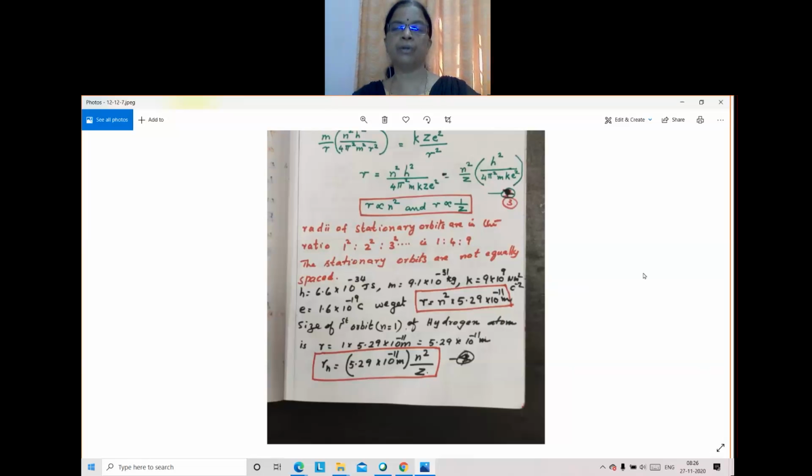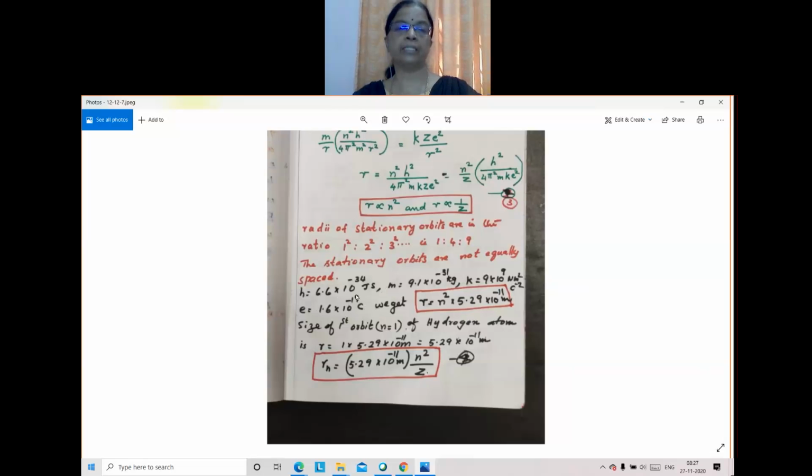Actually, the radii are in the ratio: if the first radius we draw with 1 meter, for example, the next radius we have to draw 4 meter, and next you have to draw 9 meter radius, like that. 1 is to 4 is to 9. In such a way the radii are changing. Okay? They are not equally spaced.